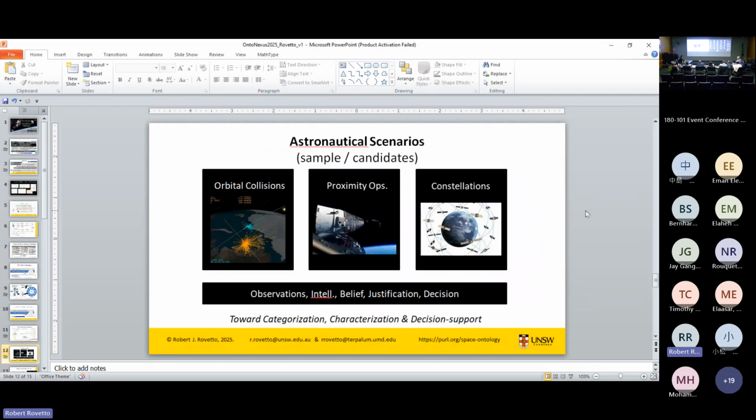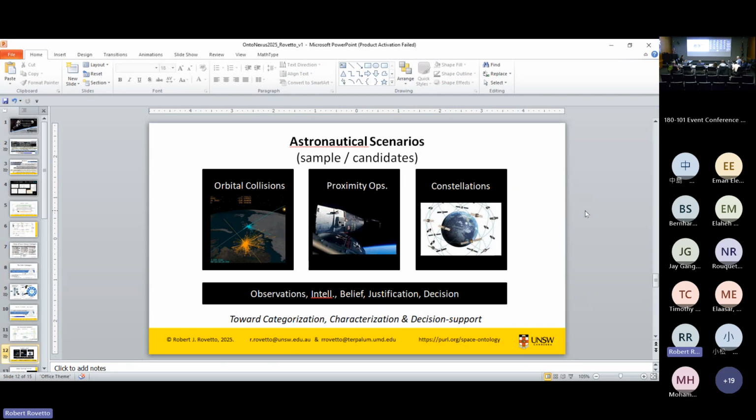What I'm working on now at UNSW is targeting specific types of scenarios in spaceflight. So moving from left to right, we have orbital collisions. In the middle, we have proximity operations. And on the right, we have constellations of spacecraft, or a form of distributed space system. And this is toward categorization, characterization, and decision support. And it involves a number of observations, intelligence, and the concepts of belief, justification, and decision.